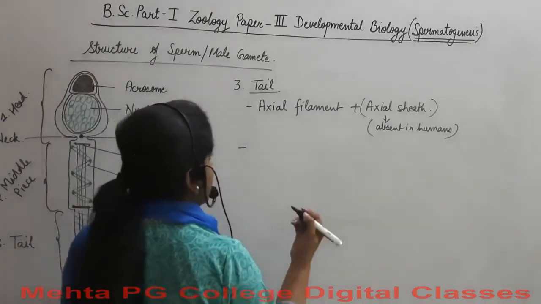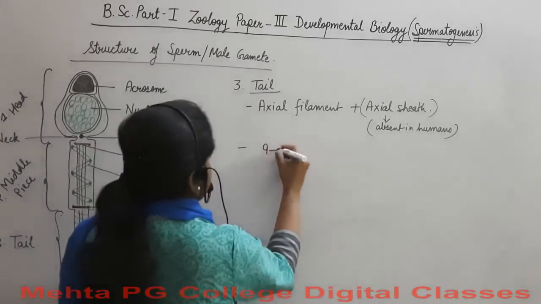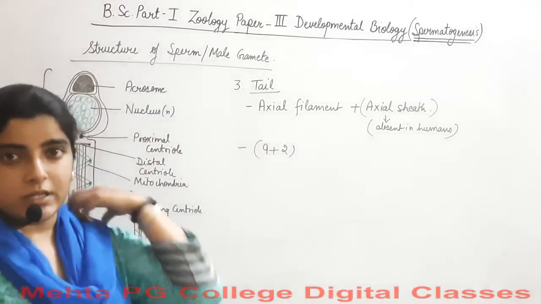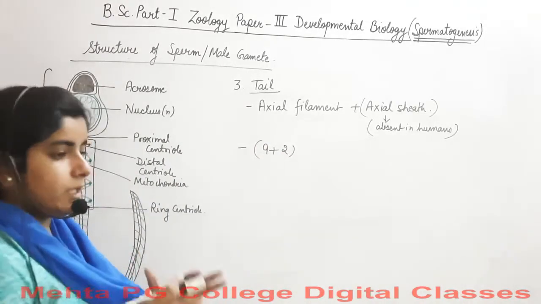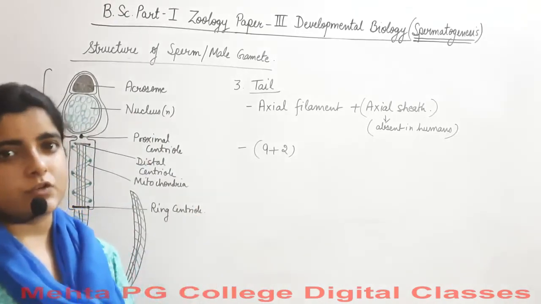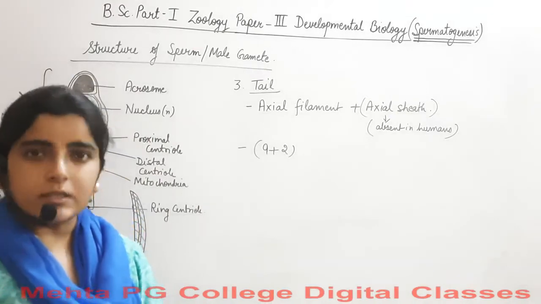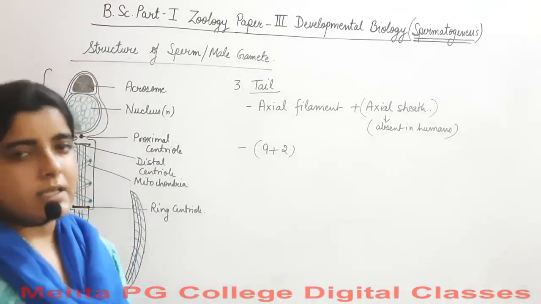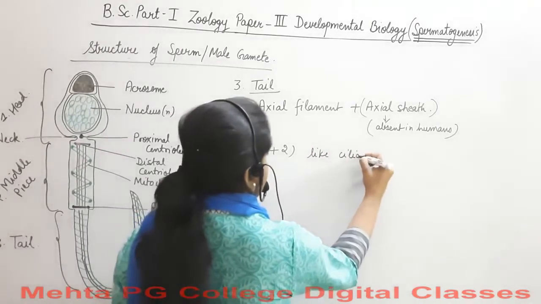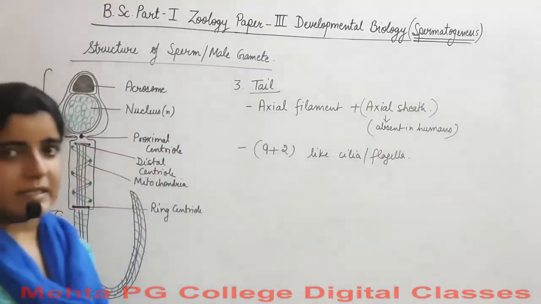Secondly, the arrangement of the tail axial filament is 9 plus 2, just like cilia or flagella. That means 9 peripheral and 2 central filaments. So in that way, a 9 plus 2 arrangement is seen in these tail axial filaments as well, just like cilia or flagella. So the structure is just like that.